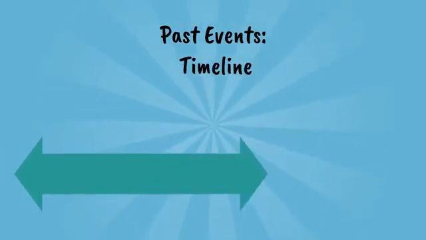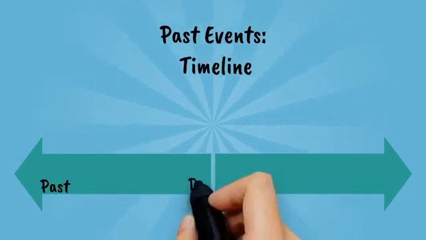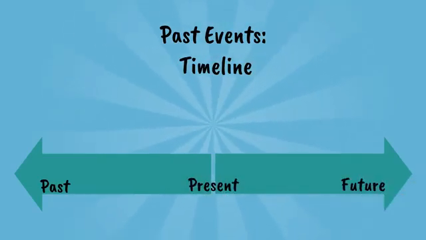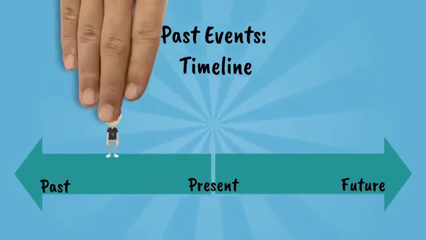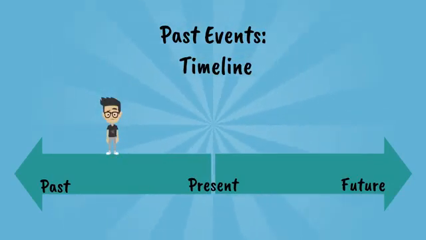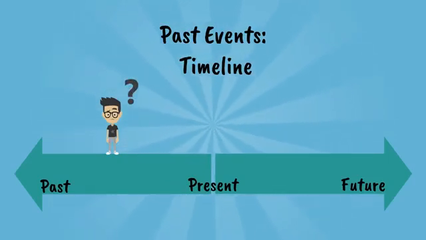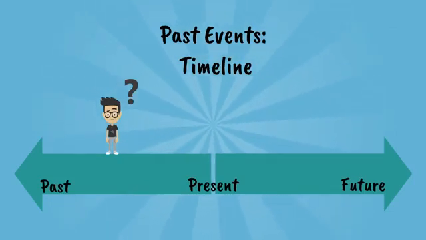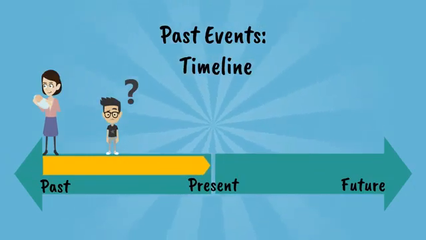So on the left, we have the past. In the middle, we have the present. And on the right, we have the future. The present perfect simple indicates that something happened in the past, but we don't know when it happened. We just know that it happened sometime in the past between the day that you were born until now.